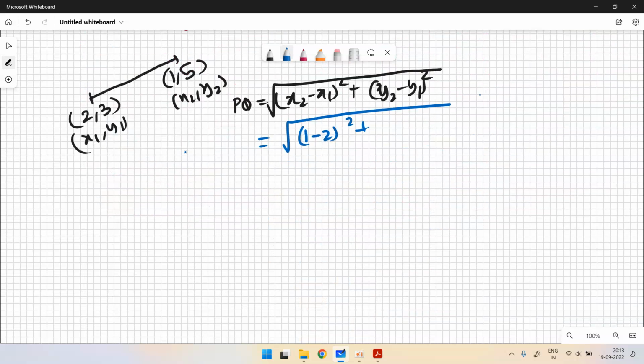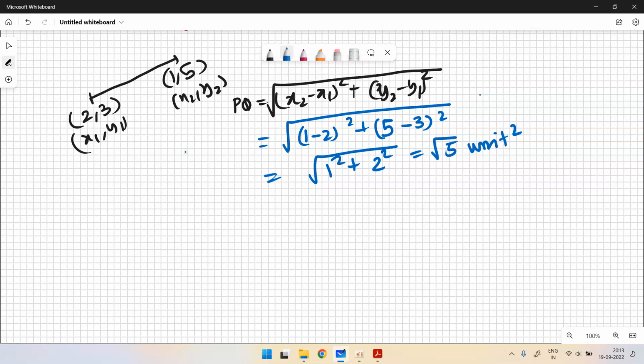So next is just y2 minus y1. What is y2? y2 is 5, minus y1 which is 3, whole square. So this is 1 square plus 2 square, and the root 5. What is this? Unit, not unit square, because it is a distance. If nothing is mentioned, then the answer is in units. Distance is always in units.